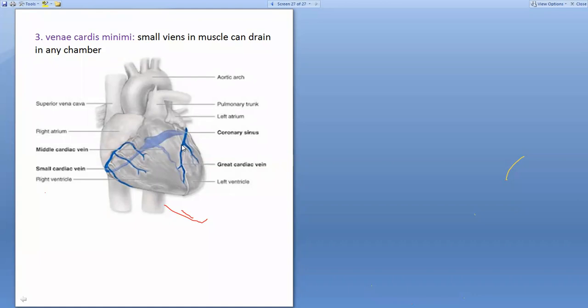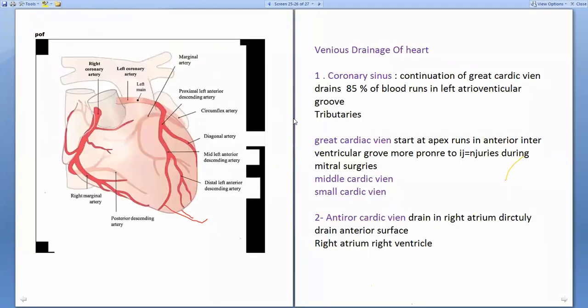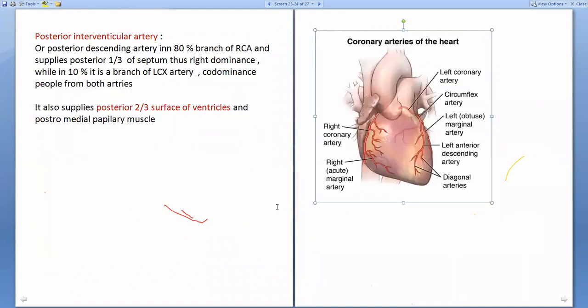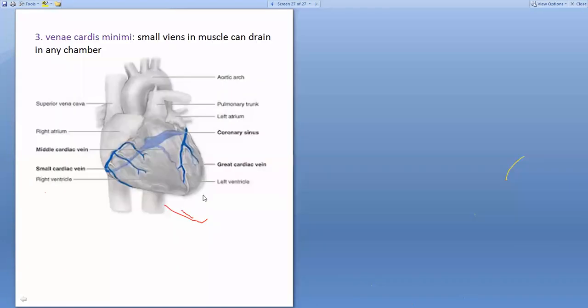It has tributaries, it has branches. Which branches? Great cardiac vein, middle cardiac vein, small cardiac vein. These are the small branches, you can appreciate them in the picture. This is the middle cardiac vein. These are the small cardiac veins. This is the great cardiac vein. All of this comes together and forms the coronary sinus, which ultimately drains into the right atrium. What does it do? It drains the deoxygenated blood.